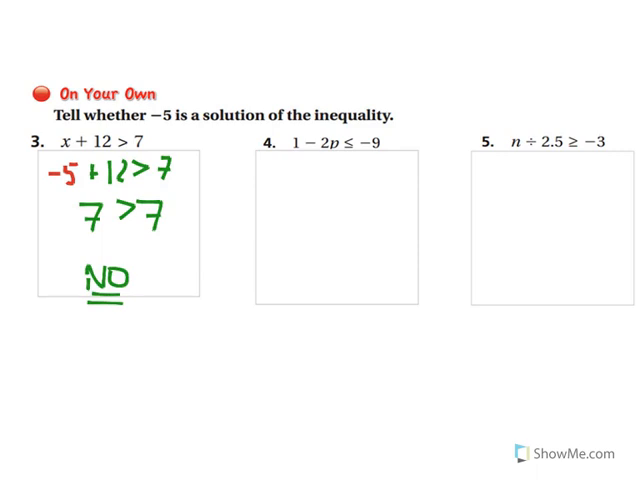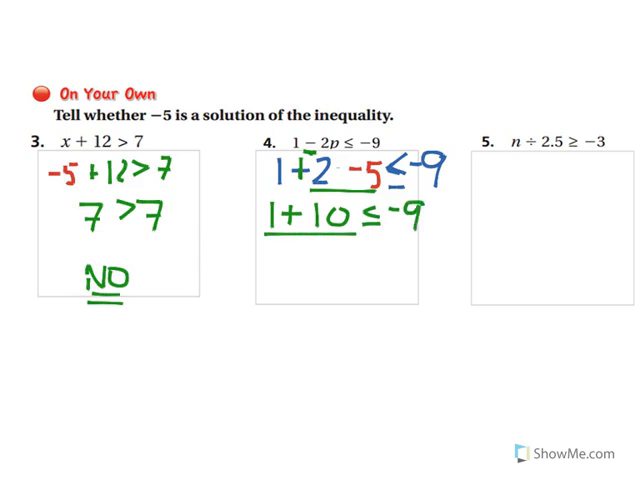Let's go ahead and try the next one. So here we have 1 minus 2 times p, which is, again, negative 5, is less than or equal to negative 9. And so I'm going to make this into a plus negative. I'm going to say that I have 1 plus negative 2 times negative 5, which is positive 10, is less than or equal to negative 9.